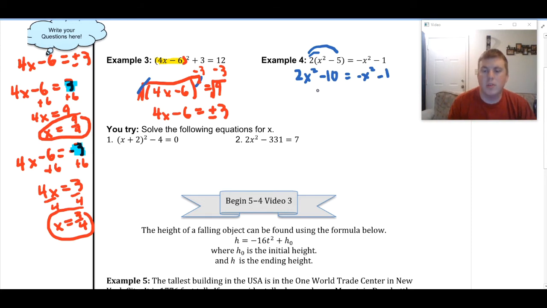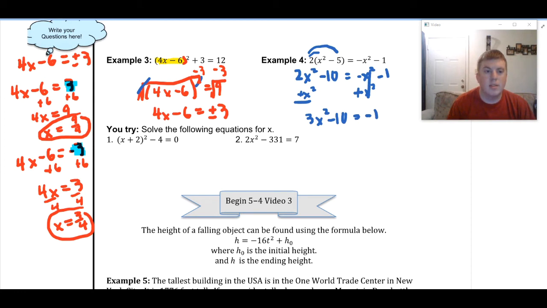The next thing we're going to need to do is to get our variables on the same side of the equation. So I am going to add an x squared to both sides. That is going to give me a 3x squared minus 10 on the left. Those x squareds on the right are going to cancel, and I'm just going to have negative 1.